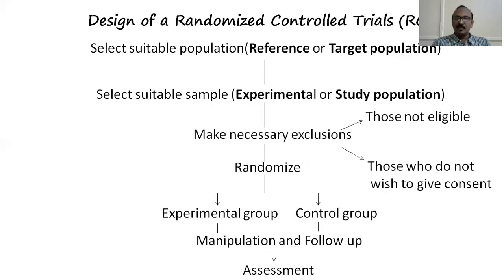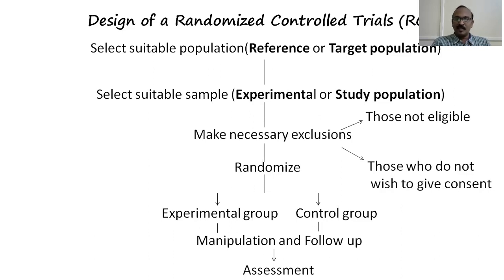And subsequently, any intervention is done. Any intervention, like addition or deletion of a particular substance or a drug, is done in the experimental group, which is also known as manipulation. But in the control group, it is not done. So the control group is either given a placebo or left like that.